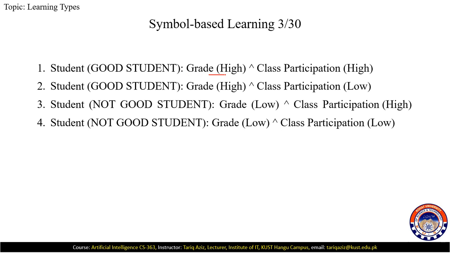A student is a good student if his grade is high and his class participation is high. The second pattern: a student is a good student if his grade is high but class participation is low. He is not a good student if his grade is low and class participation is high. He is not a good student if his grade is low and class participation is low. So these are some of the patterns.